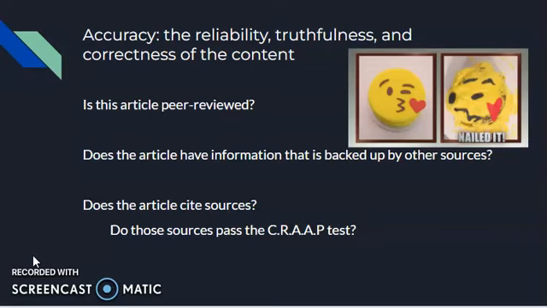Does the article have information that's backed up by other sources? If a source does not have a bibliography or a reference or a works cited page, do not use it. It can be created by any number of different reasons or different people and just won't be useful for you if it does not have a reference, a bibliography, or a works cited area. And then, does that article cite its sources? If it does, do those sources pass the C.R.A.A.P test? Sometimes you get articles that cite sources, but they are crap, and therefore that article might not be as useful.